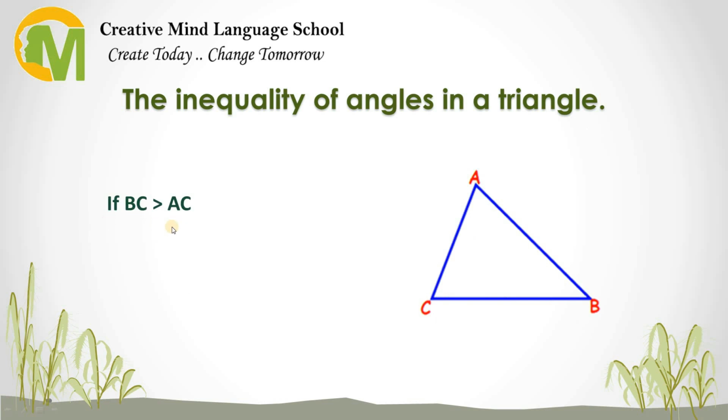Now if we apply this piece of information on this example, if BC is greater than AC, which angle is greater than which angle? Exactly. Excellent. Then the measure of angle A will be greater than the measure of angle B.